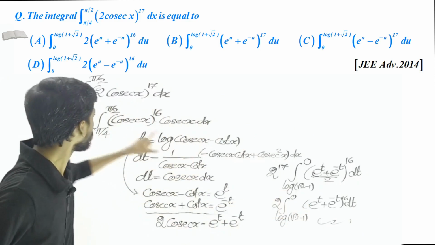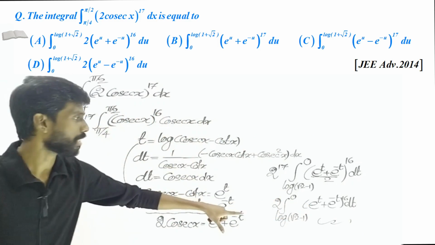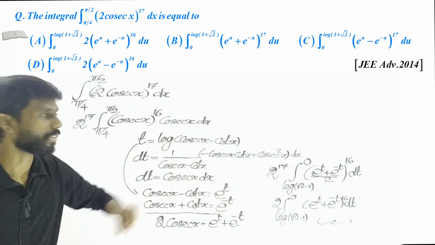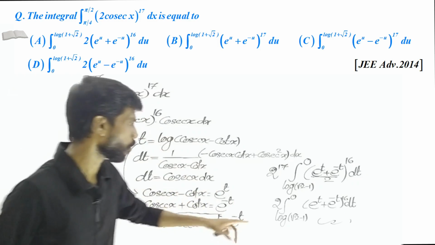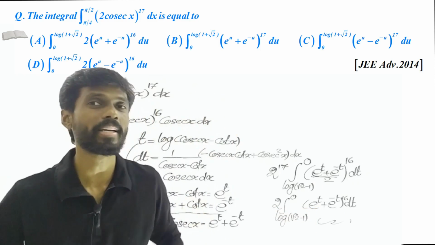Exponential function. So this function is same as this function, right? This integral is same as that integral. So that is our required answer. U or t doesn't matter, right? Whatever is the variable of integration doesn't matter in a definite integral.